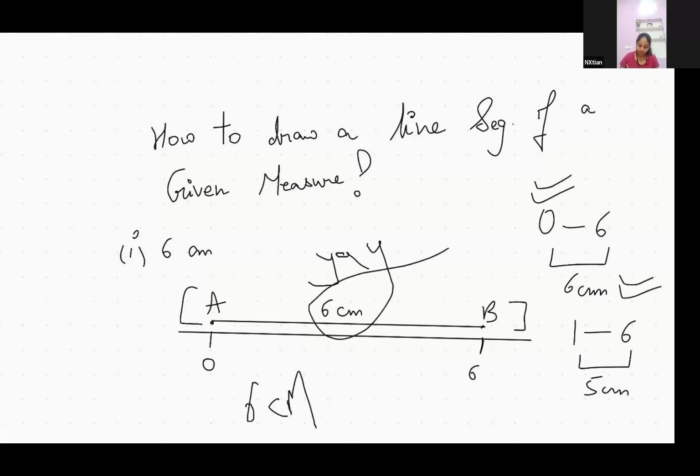One more thing we are going to do. I'm clearing the screen right now. So, how to measure a line segment? This is the question.